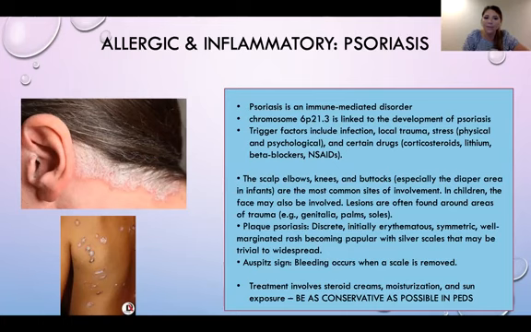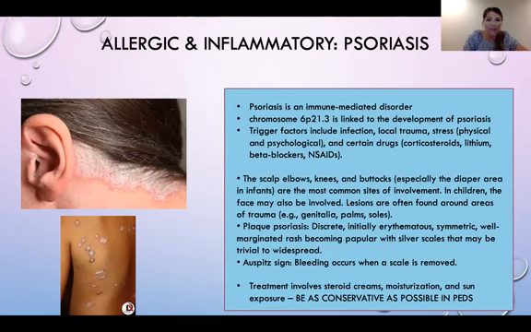But typically this is going to occur on the scalp, elbows, knees, sometimes the buttocks. If it's an infant, it can be in the diaper area. In children, this can also pop up on their face. And plaque psoriasis is going to have that well-marginated rash that has those silver scales on it.